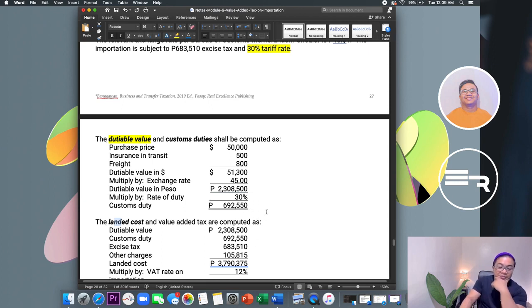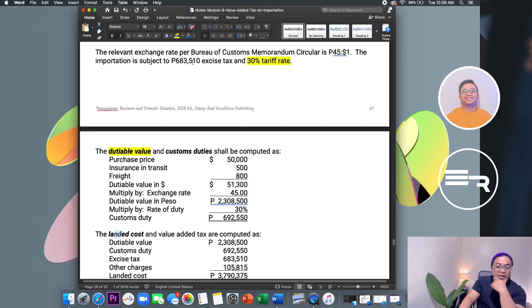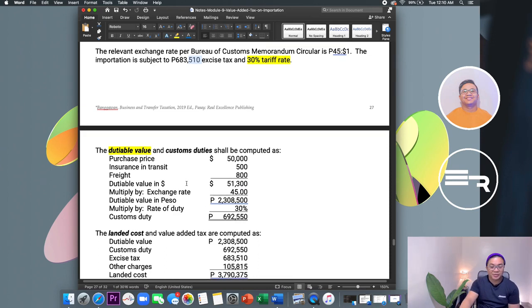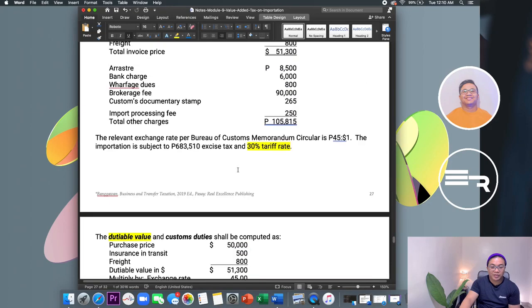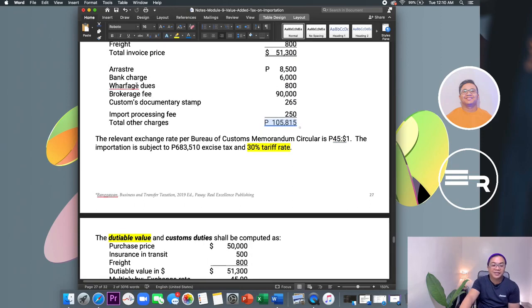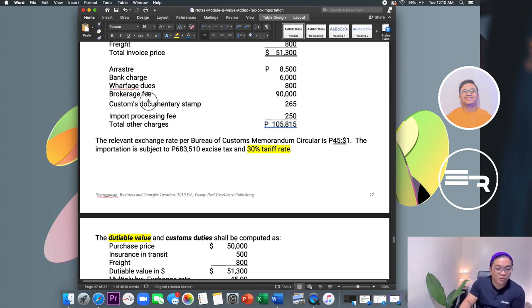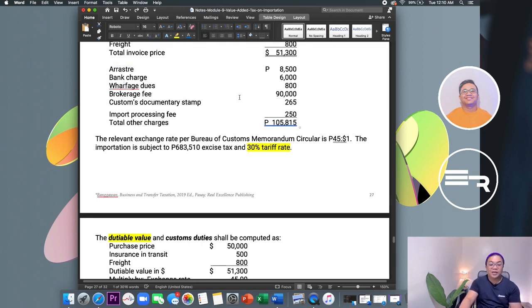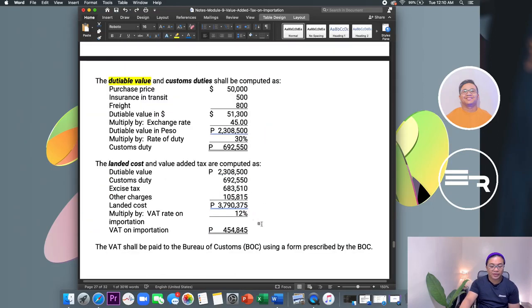Ano pa? Yung kasama dyan. Yung binayaran niya na excise tax, part pa rin siya, kasi from importation going to that landed cost, diba? Part pa rin siya na binayaran. Okay? Part siya ng cost. Yung other charges, saan galing to yung 105,815 sa given? Ayan. Nakalagay to din siya. Okay? Arastre, bank charge, wala dito yung mga illegal transaction. So, lahat kasama siya. Okay? I think, yun lang yung computation.